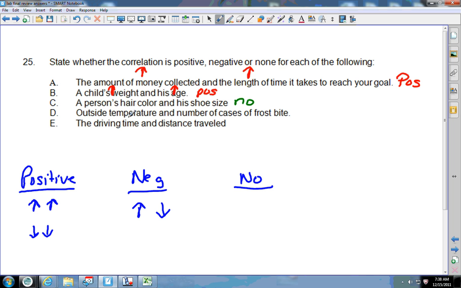The next one says the temperature outside and the number of cases of frostbite. The colder it is, okay, so it's going down. The colder it is, what happens to your chances of frostbite? It increases. See how they're going in different directions? This is a negative correlation. The next one says driving time and the distance traveled. The longer you drive, the longer your distance is. This is a positive correlation.